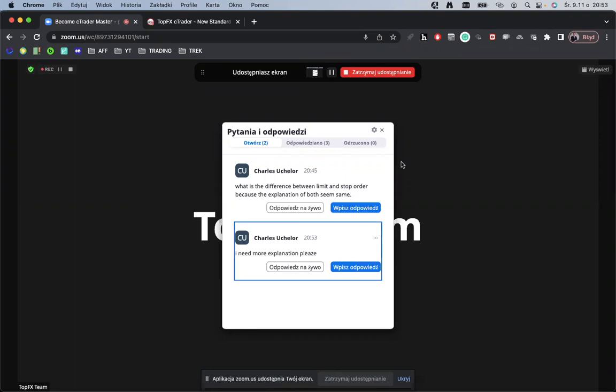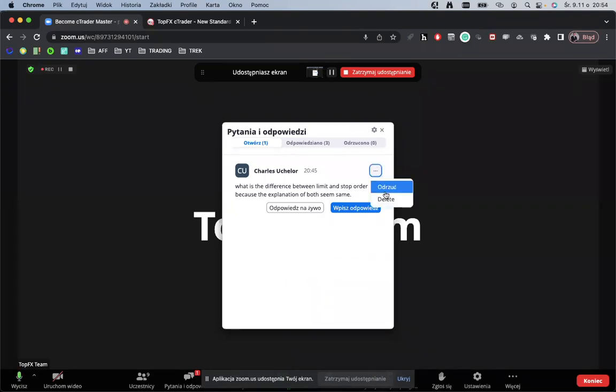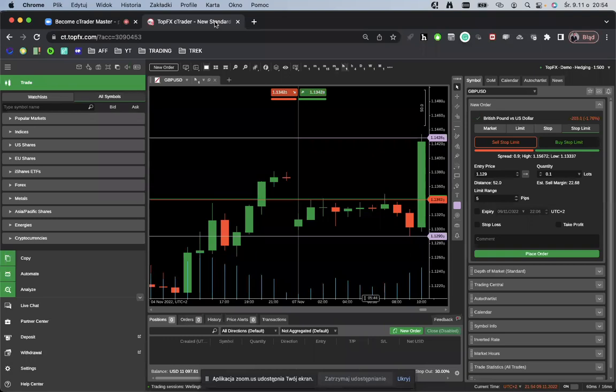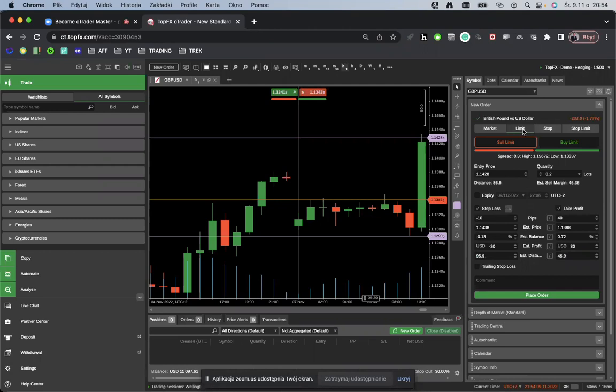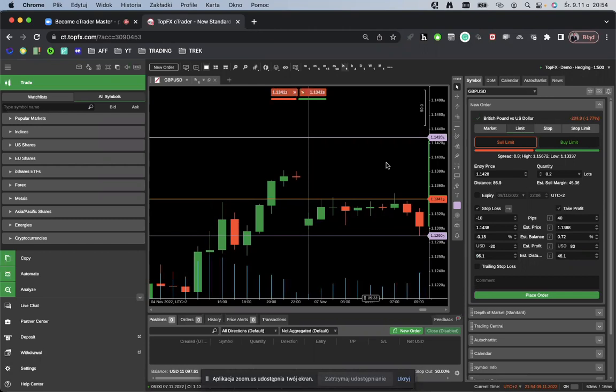Okay, let me go back to the difference between limit and stop order. Okay, Charles, here you go. This is the explanation for you. Let me go back to my trading platform. Here you are. The limit order is the order you place on the market in 2 forms: sell limit and buy limit. The same situation is for the stop order: sell stop and buy stop. Okay, so far so good, no difference.